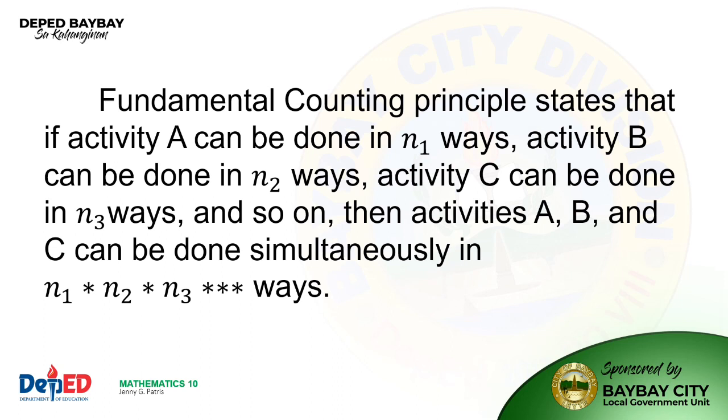Another is the fundamental counting principle. It states that if activity A can be done in n sub 1 ways, activity B can be done in n sub 2 ways, activity C can be done in n sub 3 ways, and so on, then activities A, B, and C can also be done together in n sub 1 times n sub 2 times n sub 3 and so on ways.